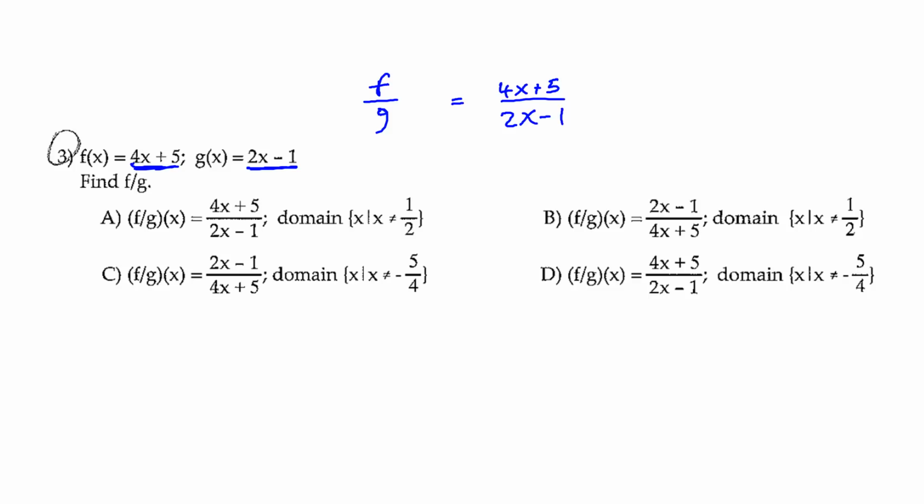So we know that based on how everything is written here, B makes no sense and C makes no sense. And the only difference between the other two is basically the domain. This one says that x can't be 1/2, and this one says that x can't be -5/4. So how could we figure this out?